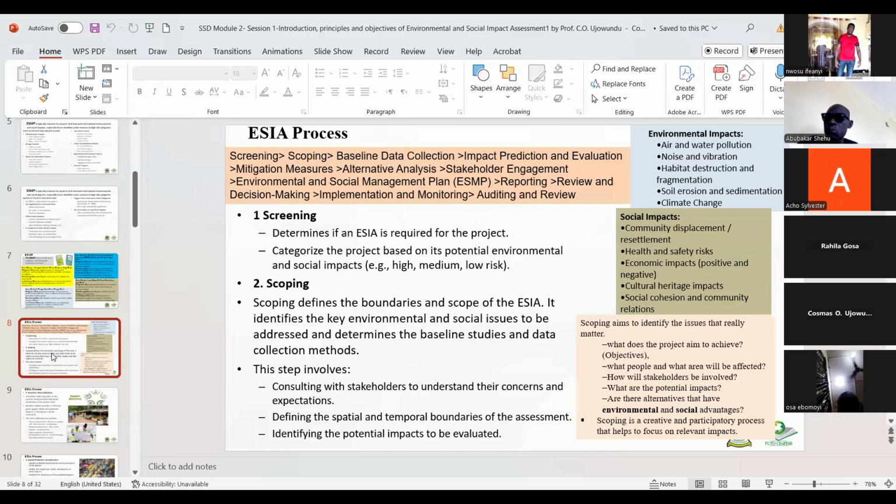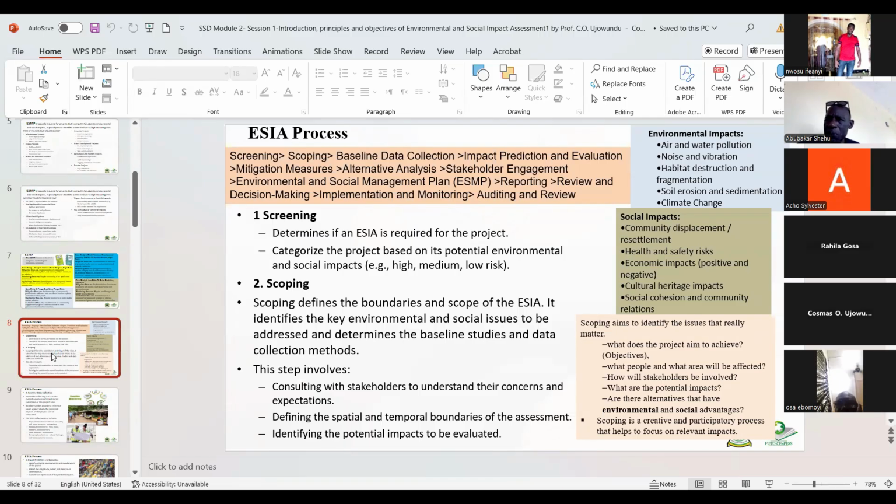But if in the process of screening you realize that the project is categorized as a medium to high risk project, you go into the next stage of scoping. So what does scoping do? Scoping defines the boundaries and scope of ESIA. It identifies the key environmental and social issues to be addressed. We say that scoping is the crux of the entire thing. It determines the baseline studies and data collection.